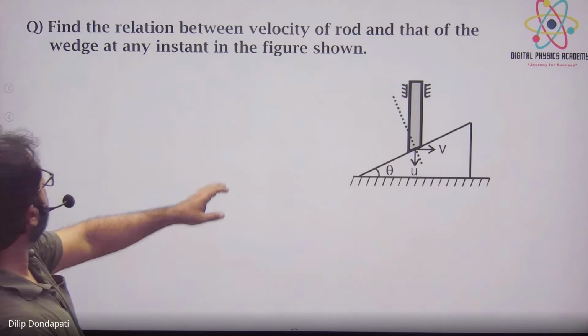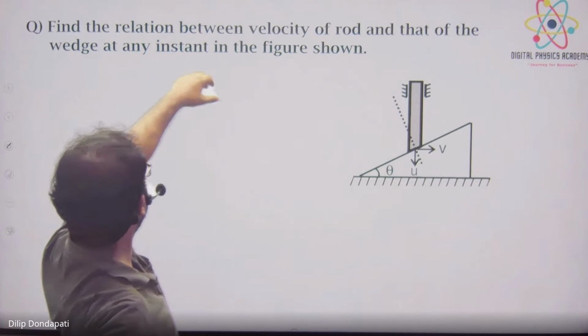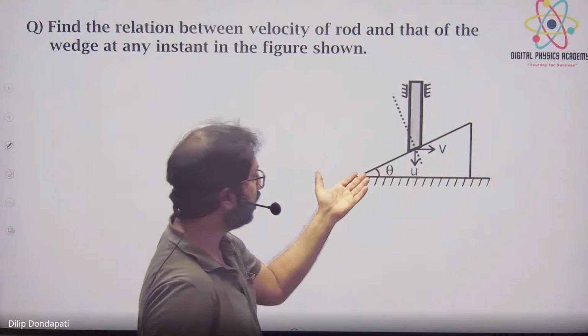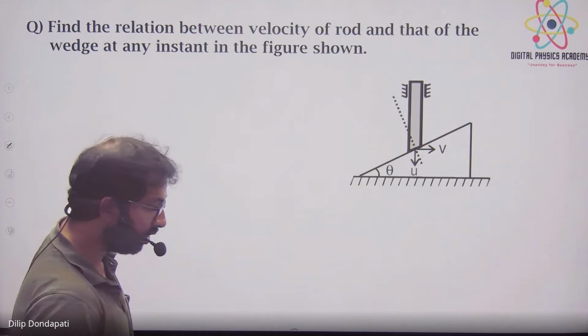The relation between the velocity of the rod, u, which is falling down, and that of the wedge. The wedge is moving in this direction with velocity v. So we need the relationship. Use the constraint relationship and find it.